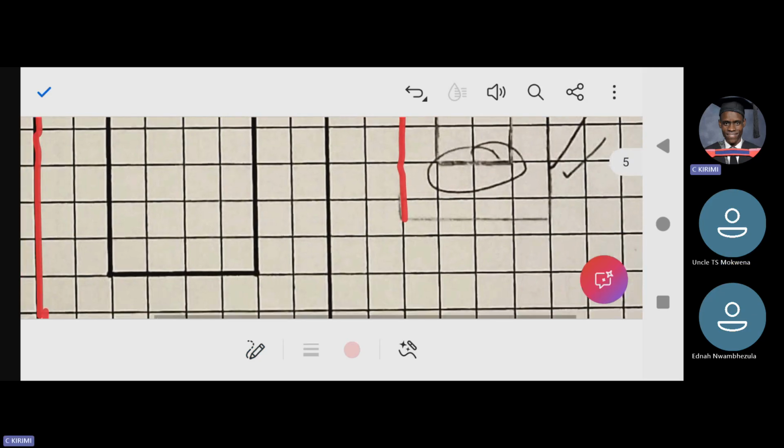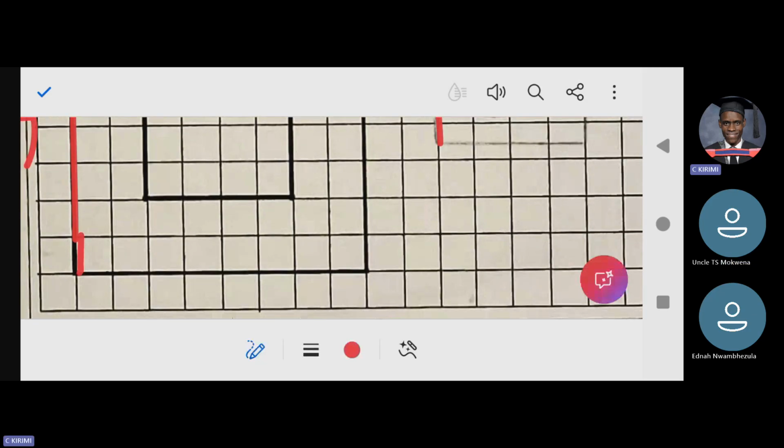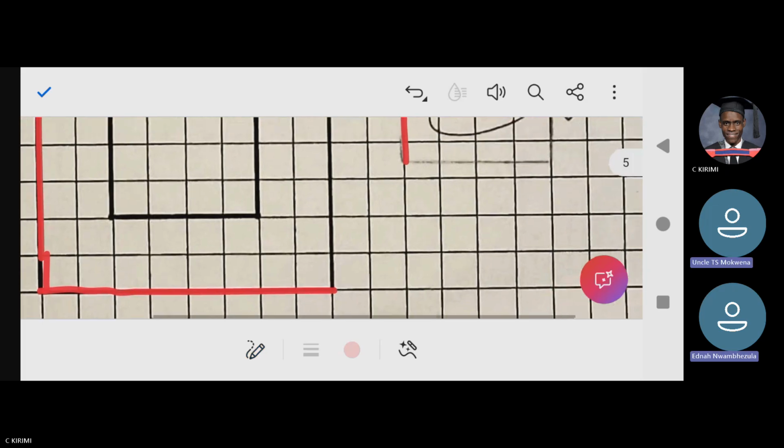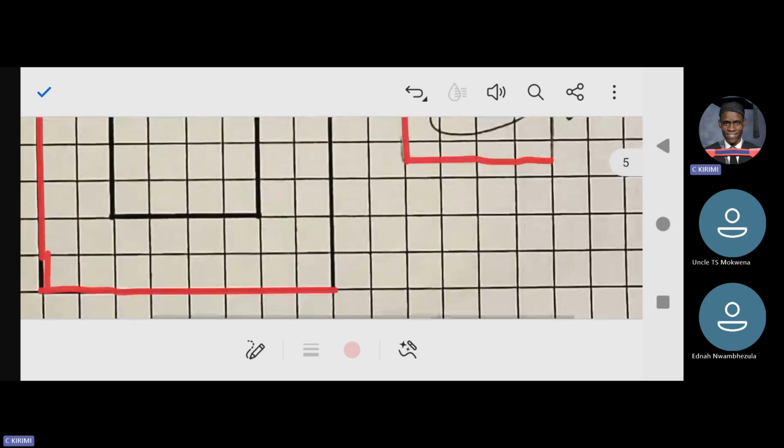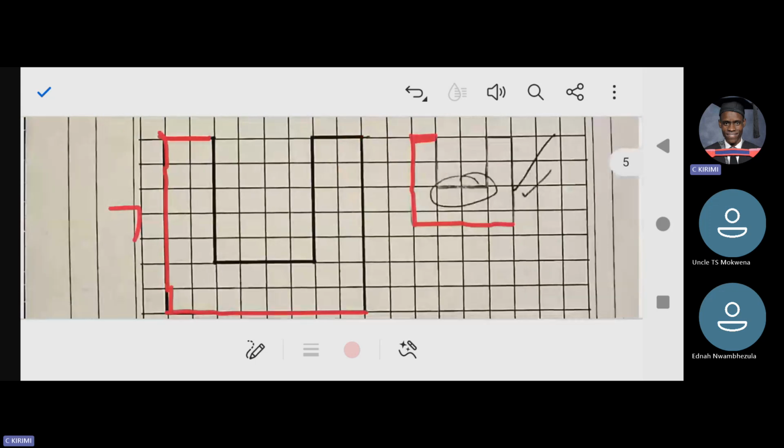Yes. You come to the bottom shape, which is this one. 1, 2, 3, 4, 5, 6, 7, 8. What is half of 8? 4. So you count from where you ended 4 boxes. 1, 2, 3, 4. Yes. Then you come also to this side, the right hand side. The same length coming from this side is the same as the other side, which means half of 7 is also 3.5.